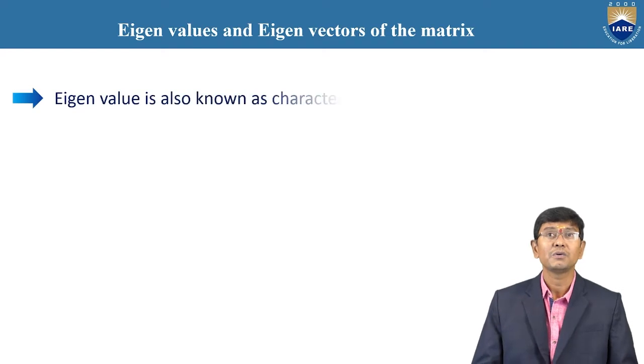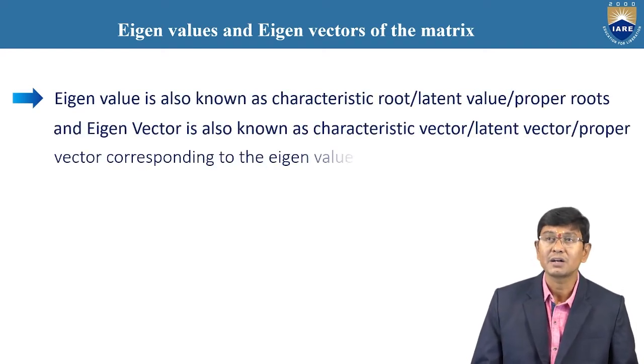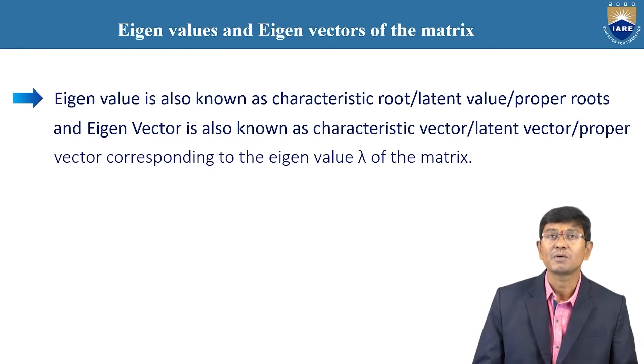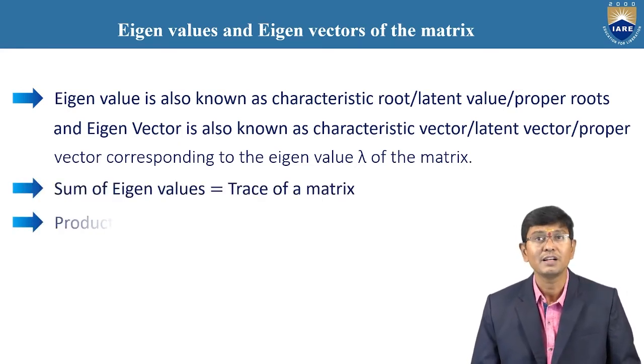Next, the eigenvalues are also known as characteristic roots, latent roots, and proper roots, and the eigenvectors are also known as characteristic vectors, latent vectors, and proper vectors, corresponding to the eigenvalue lambda of the given matrix.